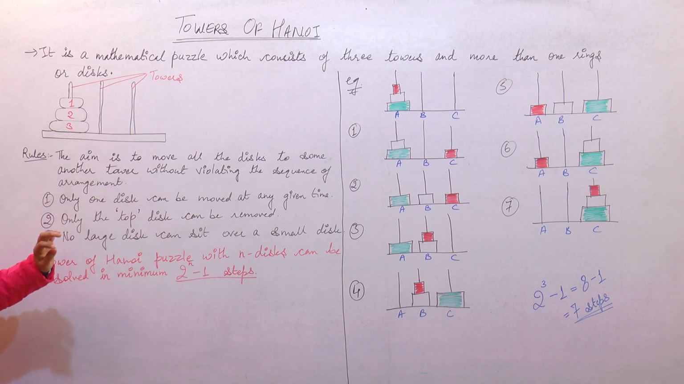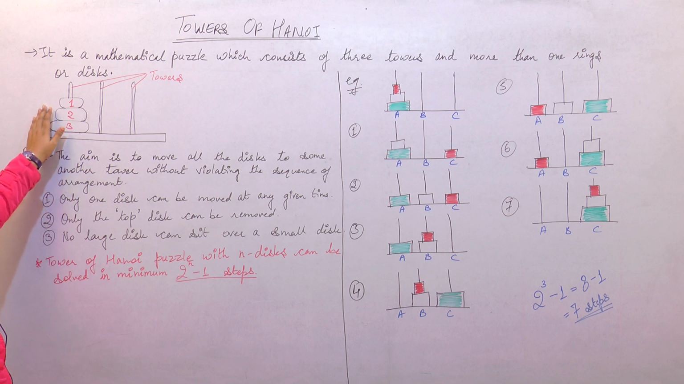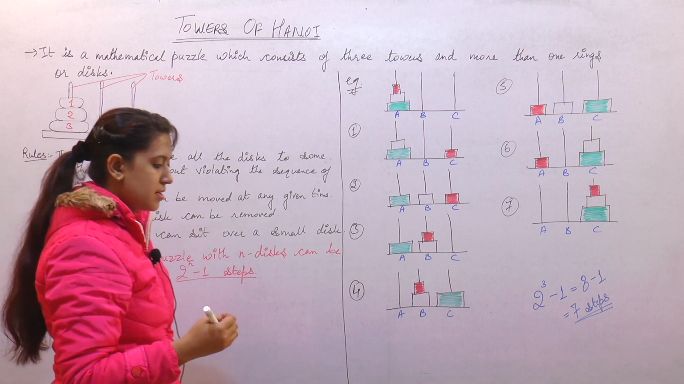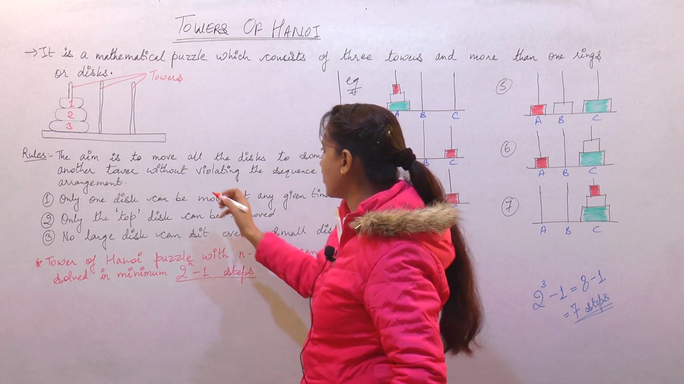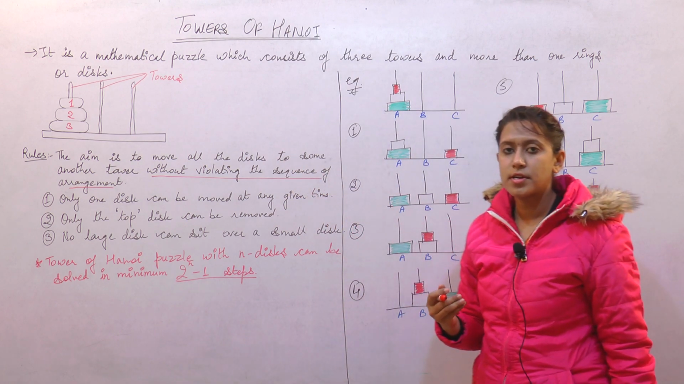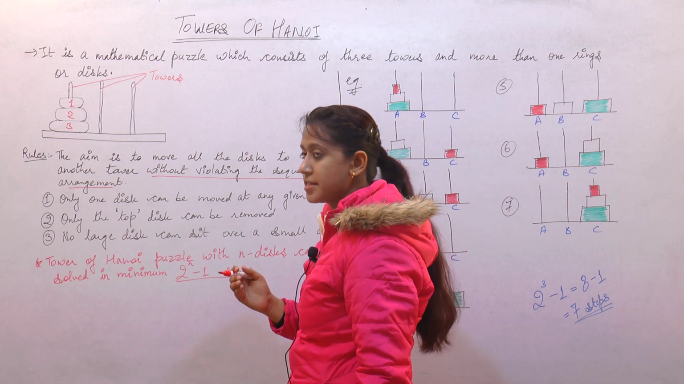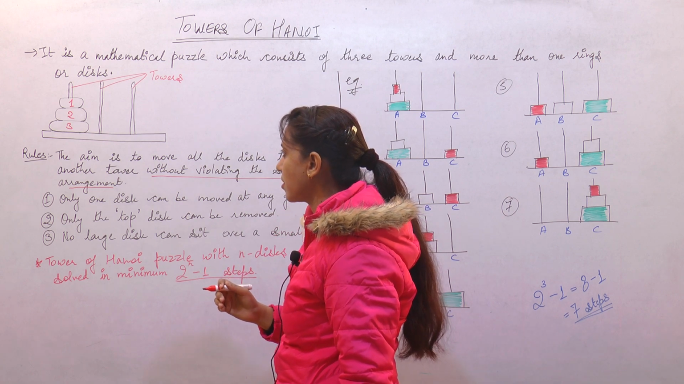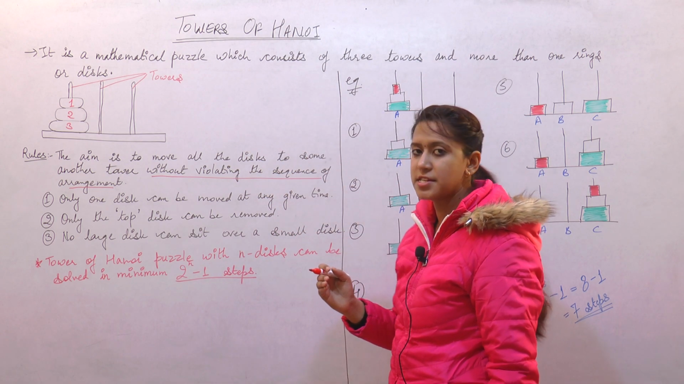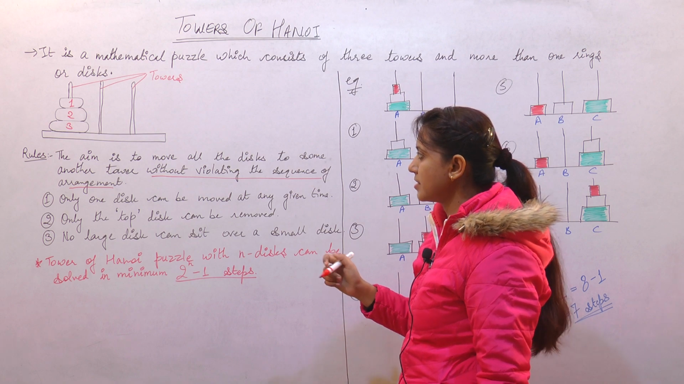The aim of this mathematical puzzle is that we want to move these disks from one tower to another tower without violating the sequence of the disks. Without violating the arrangement means no larger disk can be placed over a smaller disk. That means no smaller disk can be arranged below the larger disk. Disks can only be arranged in ascending order, that means smallest disk first, then greater than that, and at last the largest disk.